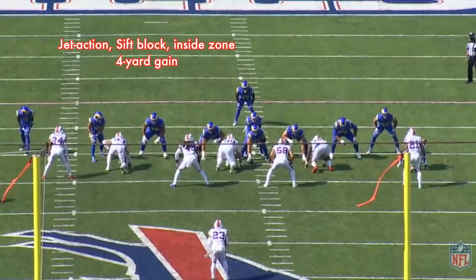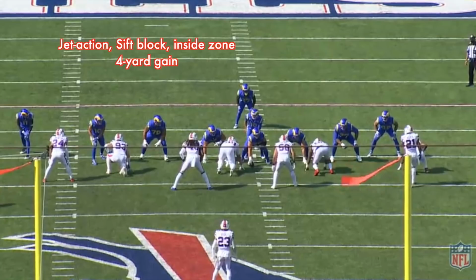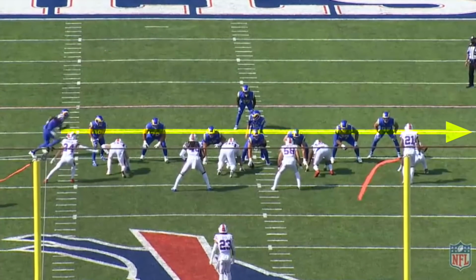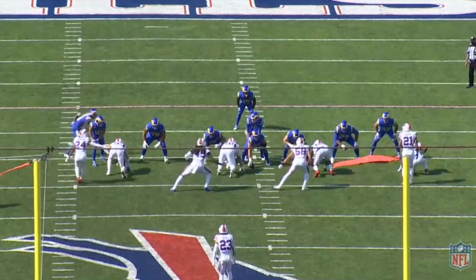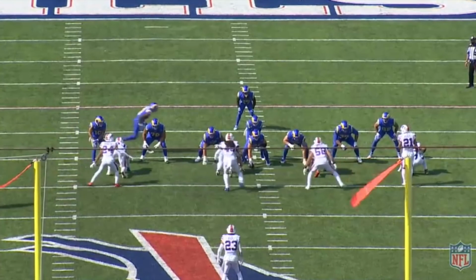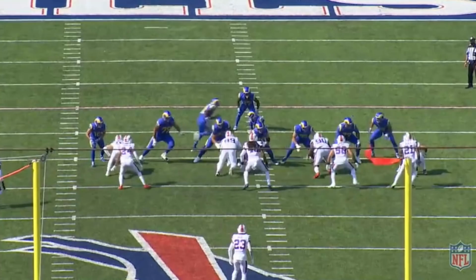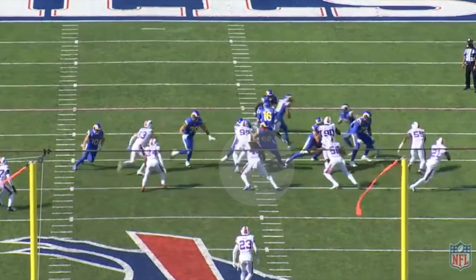Here the Bills linebackers do a better job of sorting the gaps, but the Rams still get 4 yards, this time to the front side of the play. Once again, the jet action from left to right, so the Bills bump a gap to their right. On the snap, the tight end executes the sift block, but you can see Milano executing the back call.